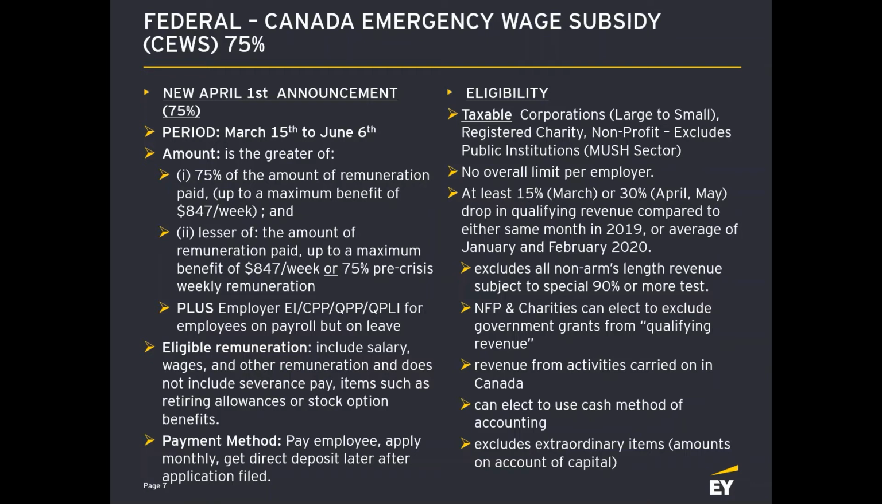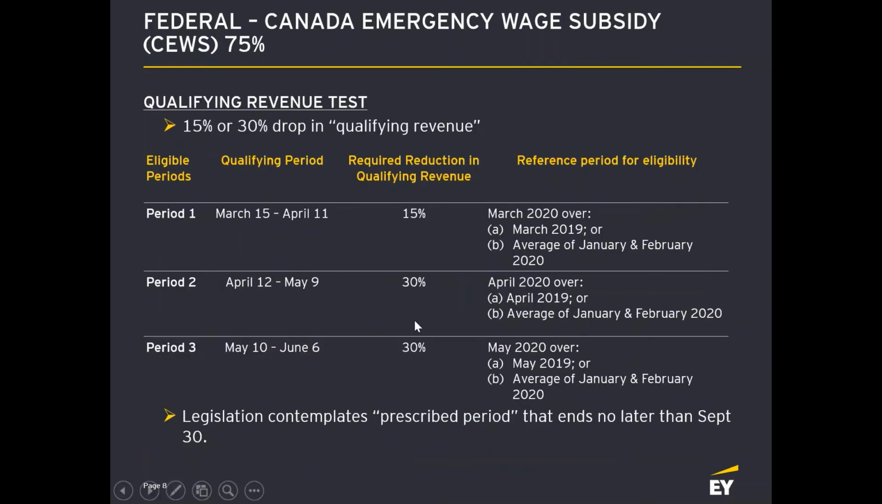A couple of housekeeping matters on this. One is, in order for a company to be eligible for this, they have to have been registered with the CRA and had a payroll account on March 15th, right? So if you didn't have a payroll account on March 15th, you can't get the wage subsidy. So that's an important point. Now, getting to the next slide.